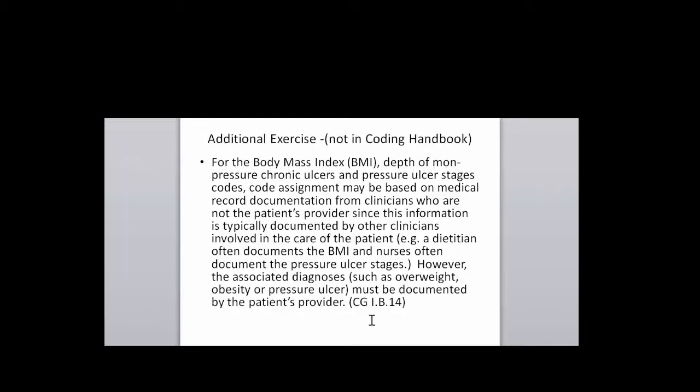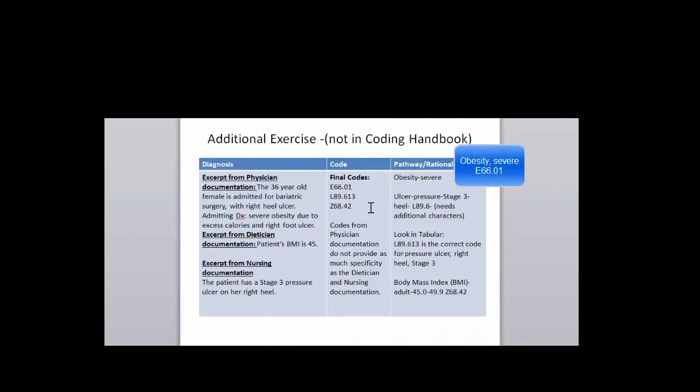It is coding guideline 1B14 for the body mass index, or BMI, the depth of non-pressure ulcers, this should be non-pressure ulcers, and pressure ulcers. Code assignment may be based on medical record documentation from clinicians who are not the patient's provider, since this information is typically provided by other clinicians. And as I mentioned earlier, the dietitian often documents the BMI, the nurses often document pressure ulcer stages. However, the associated diagnoses with these conditions, such as a patient's being overweight, obese, or having a pressure ulcer, must be documented by the provider. So yes, you're going to be able to dig deeper in these specific cases, but you don't get your diagnosis from those cases. So here are our final codes, and I just wanted to go through these with you.